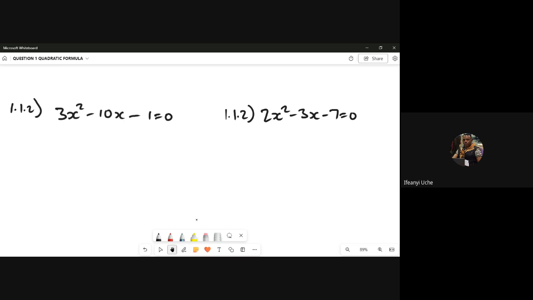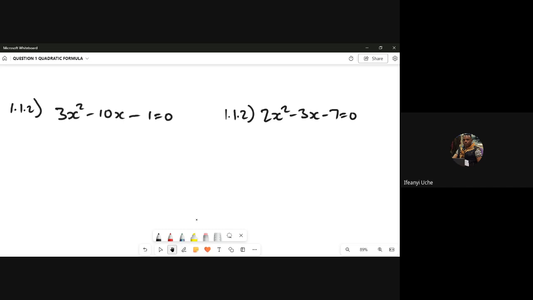1.1.2 is always the quadratic formula when it comes to Paper 1 of Grade 11 and Grade 12. So normally, if we consider this first one that says 3x squared minus 10x minus 1 equal to 0.